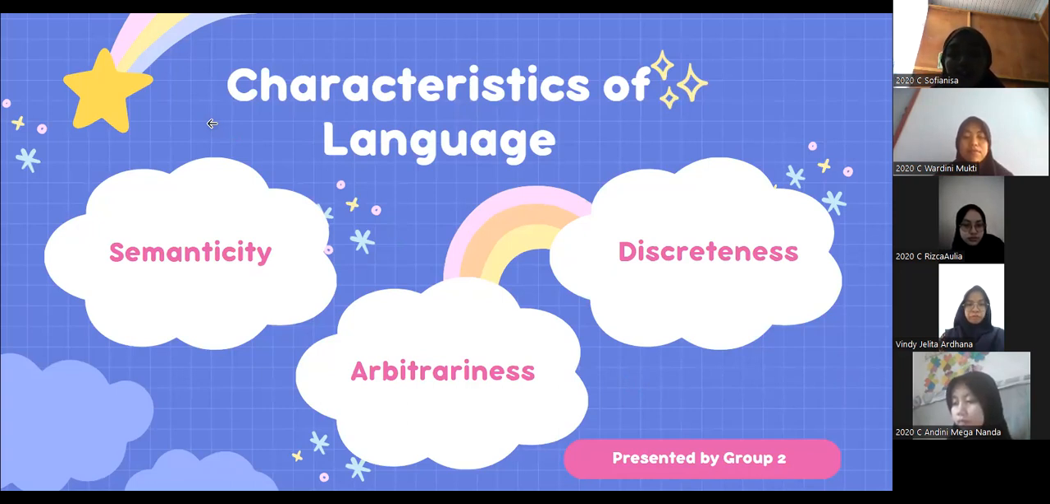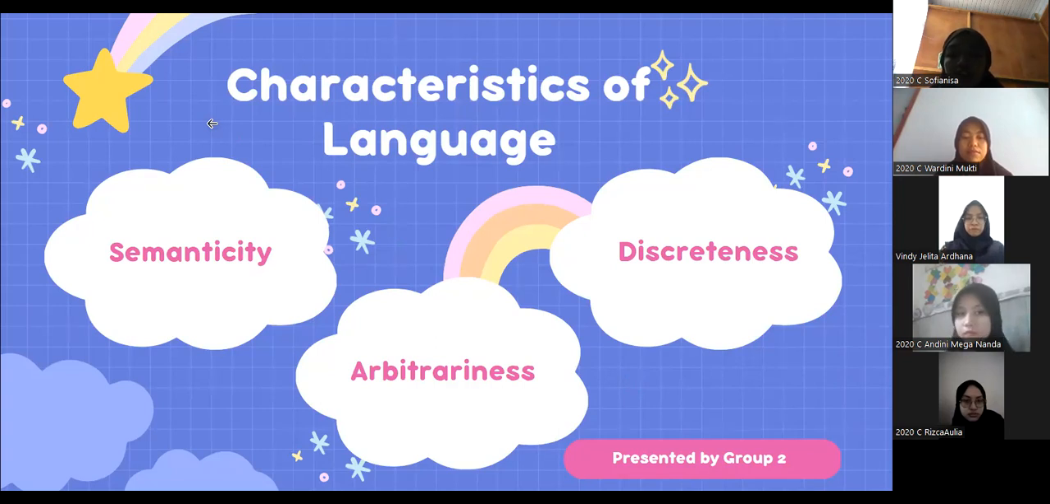And then the third is discreteness. It refers to the idea that components of the language are organized into a set of distinct categories with clear-cut boundaries between different categories. For example, every speech sound in English is perceived as belonging to one of about 14 phoneme categories. Next slide, please.